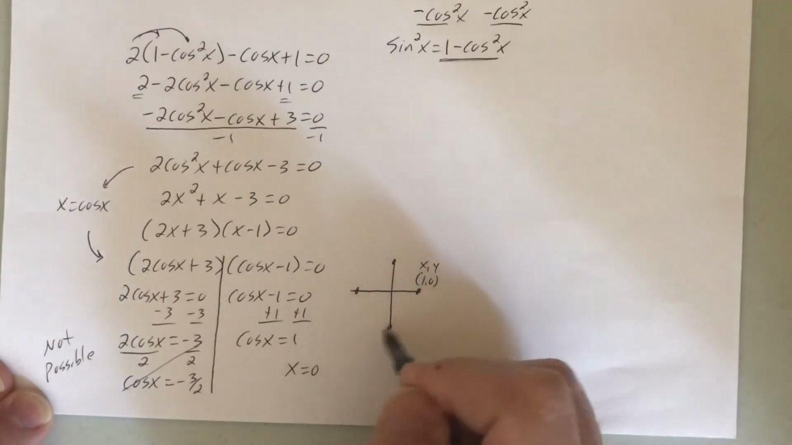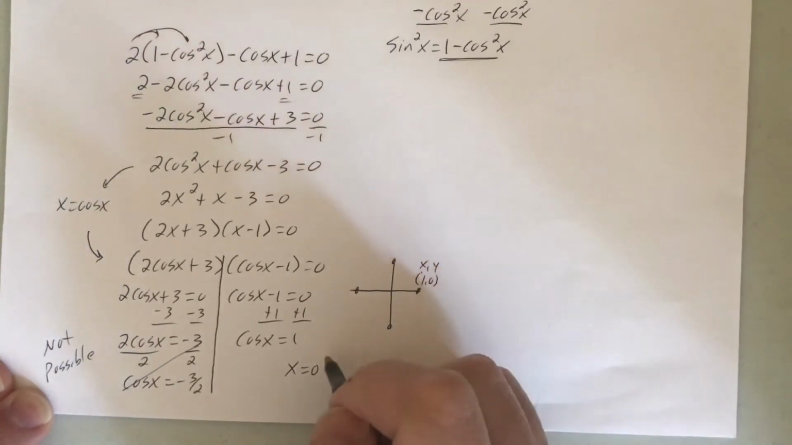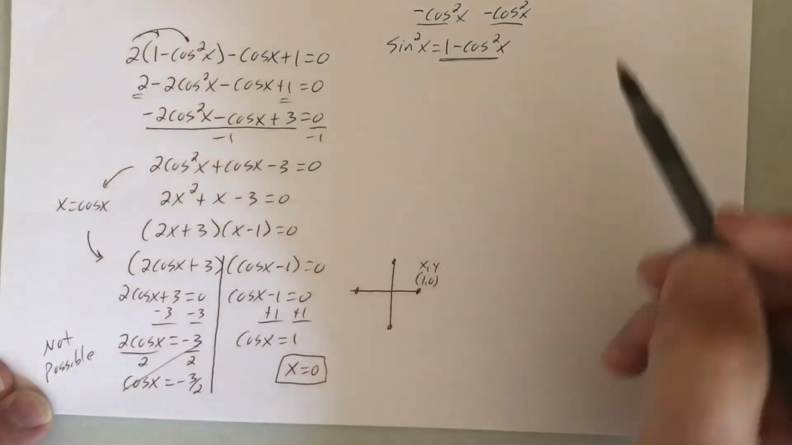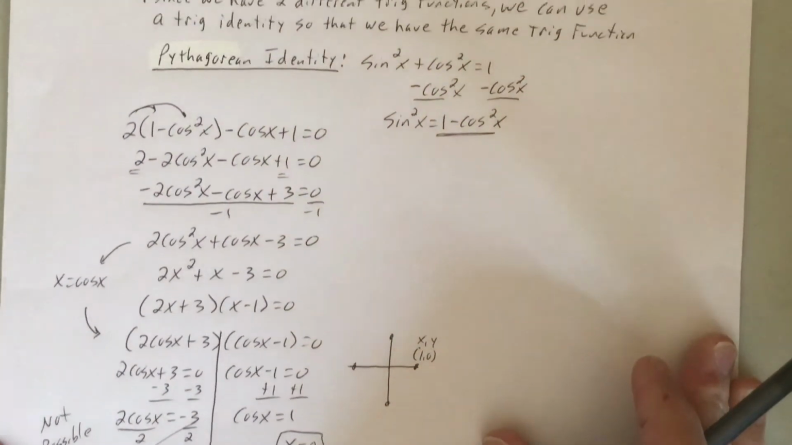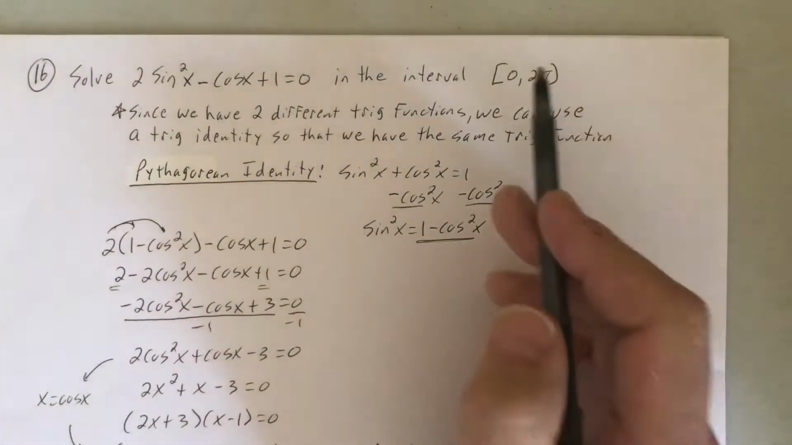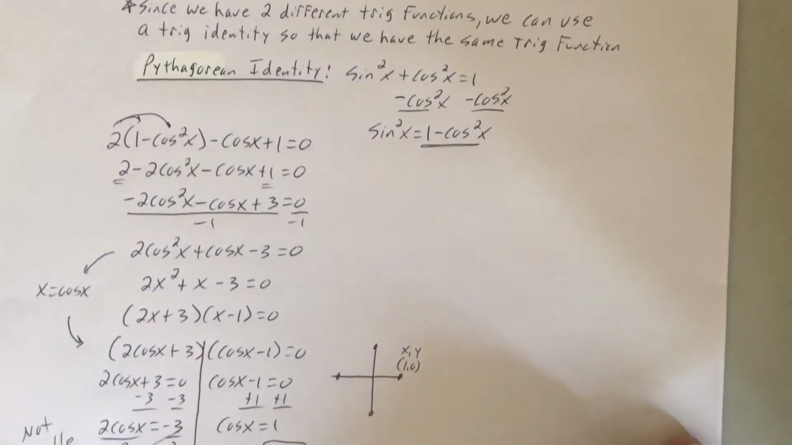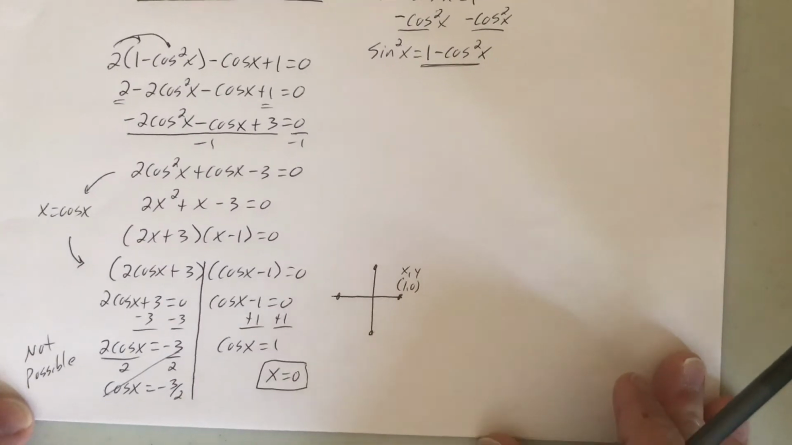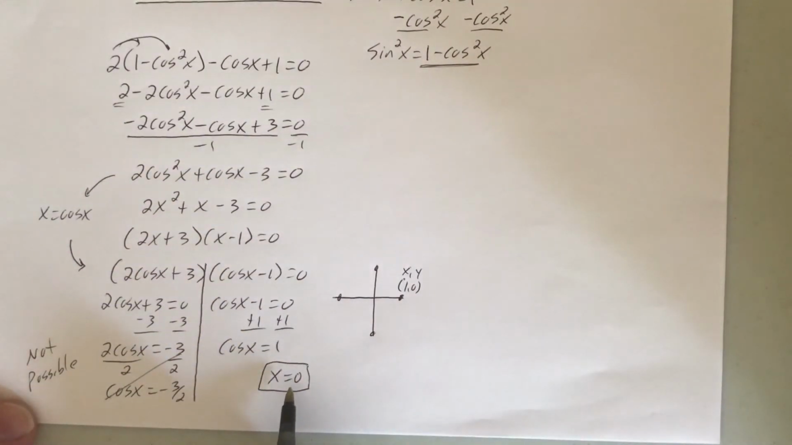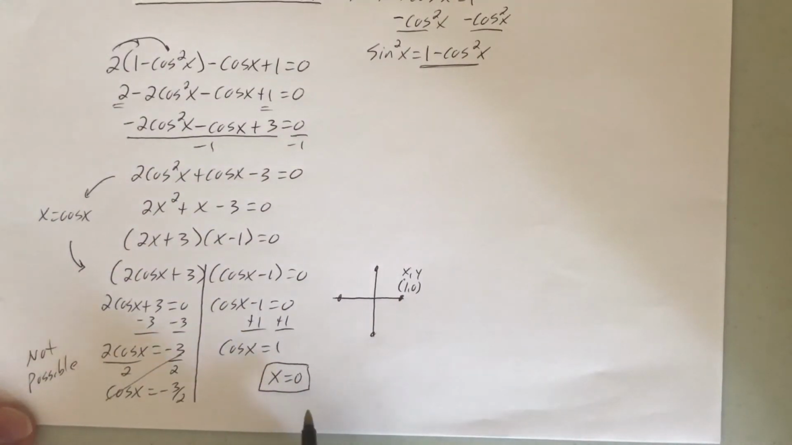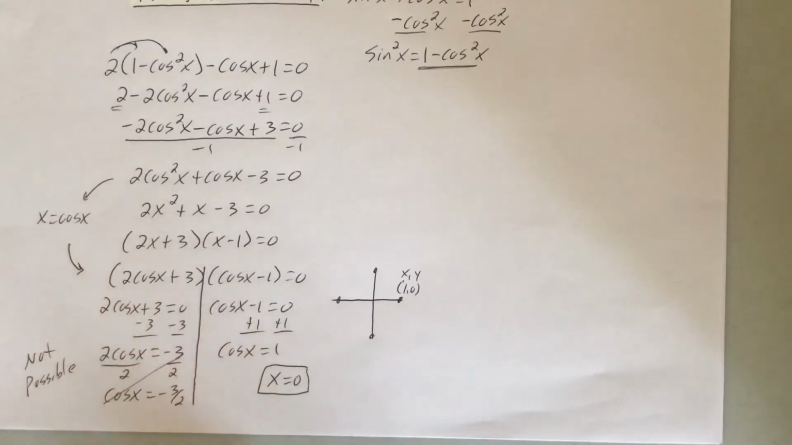Now I know if you went all the way around, this would be 2 pi, and you say, well, it's the same thing. But if you go back, and I'll scroll this down a little bit, the interval that we had is from 0, including 0, up to 2 pi. So we're not including the 2 pi there. So the answer for this one is just x equal to 0. All right, so we'll go ahead and take a look at number 17.